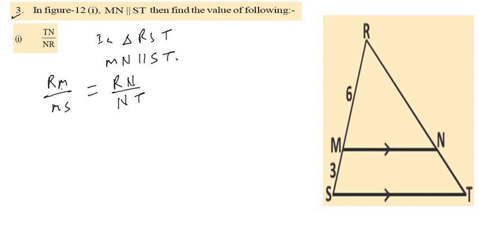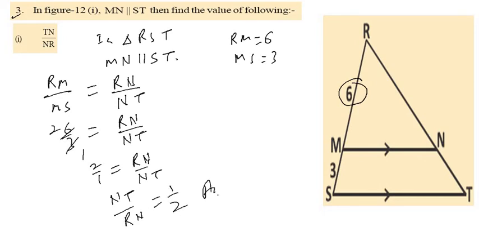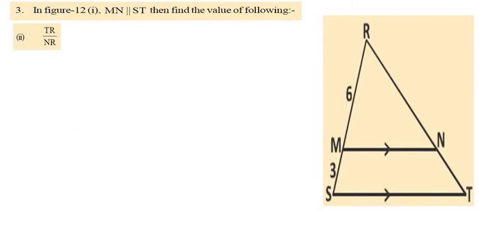Put the value. RM is given as 6 centimeters, and MS is 3. So you have to write here 6 upon 3 is equal to RN upon NT. Now 6 ones are 6 and 3 twos are 6. Now this 2 upon 1 is equal to RN upon NT. Here we can say NT upon RN will be equal to 1 upon 2, and that will be your answer. Now let us see the next one.